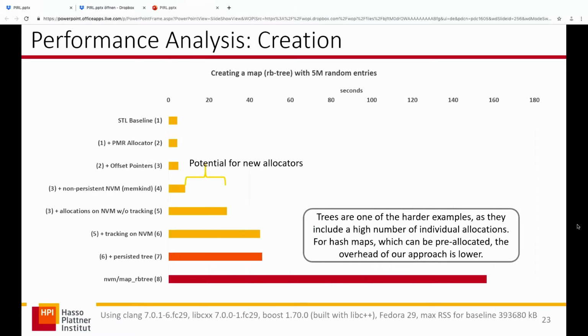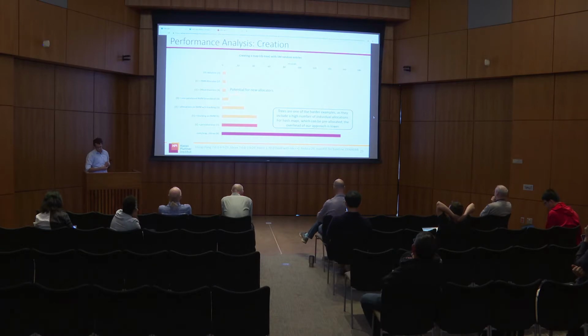Okay, short evaluation. I mentioned that PMEMoid has this red-black tree implemented, so that's what we're comparing against. This is the red line on the bottom, and then on the very top, we have the STL baseline, meaning a classic std::map on DRAM.